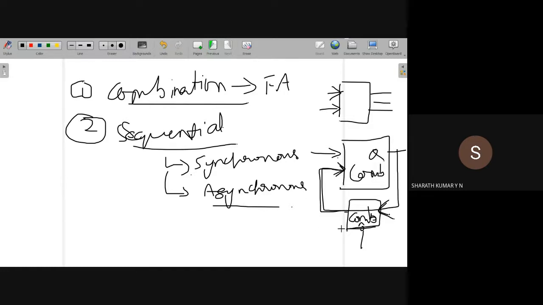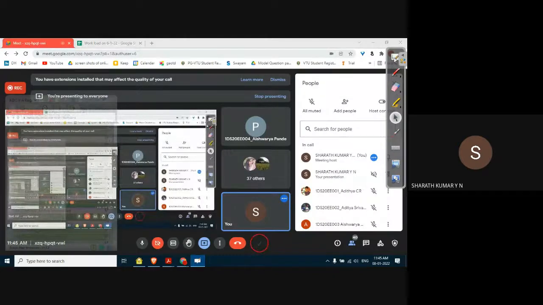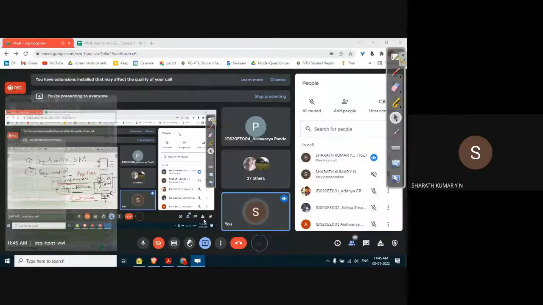In this case, if the circuit is clocked, we can call it a synchronous sequential circuit. If it is not clocked, then we can call it an asynchronous sequential circuit. The examples for asynchronous sequential circuits are latches. Latches, why? Because there is feedback, but it is not clocked. Examples for synchronous sequential circuits are registers, where there is not only the feedback, there is also a clock pulse applied.